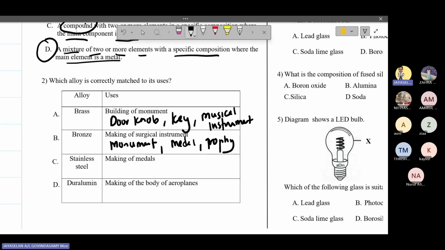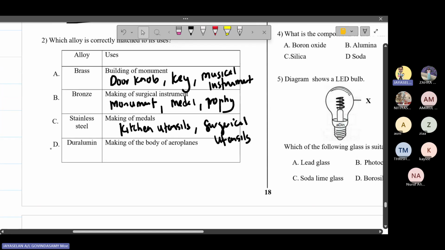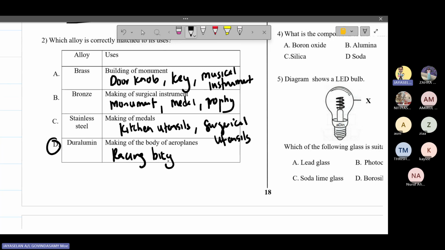Okay. Stainless steel is used to make what? Kitchen steel, surgical steel. Okay, the suitable answer is what? Duralumin: aircraft body, racing bicycle, bicycle frame, all of that is made of duralumin. Lightweight, very strong. Okay, we go for the next one.